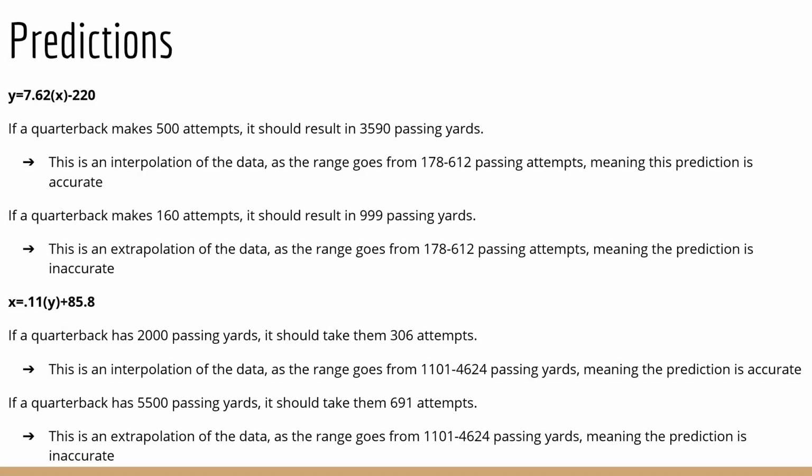So to test these out, my y on x equation shows that if a quarterback attempts 500 throws, it should result in 3,590 passing yards. And this is an interpolation of the data as the 500 is inside the range, meaning this prediction is accurate. However, if I use my x on y prediction and I use a data value like 5,500 passing yards, it will result in 691 attempts. But this is an extrapolation of the data, meaning the prediction is inaccurate.